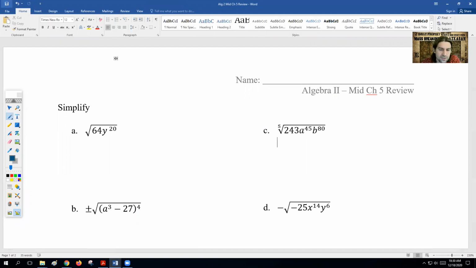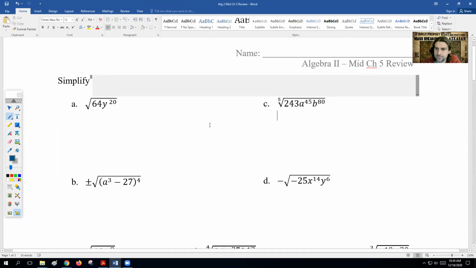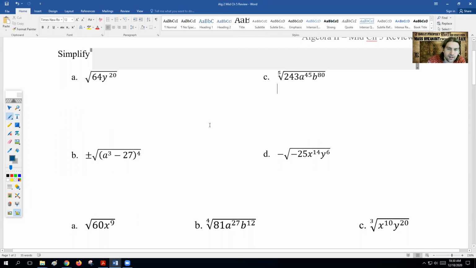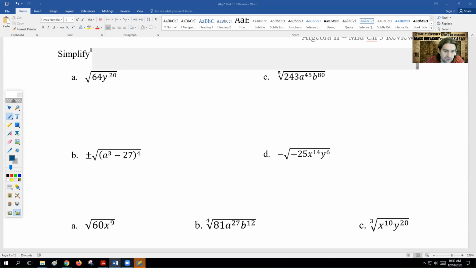Okay, so let's go through this review together so you can understand this and get ready for the test. When it comes to breaking down these radicals, we have a lot of good practice here. When we break down a radical, we need to go through and see how to break it down.